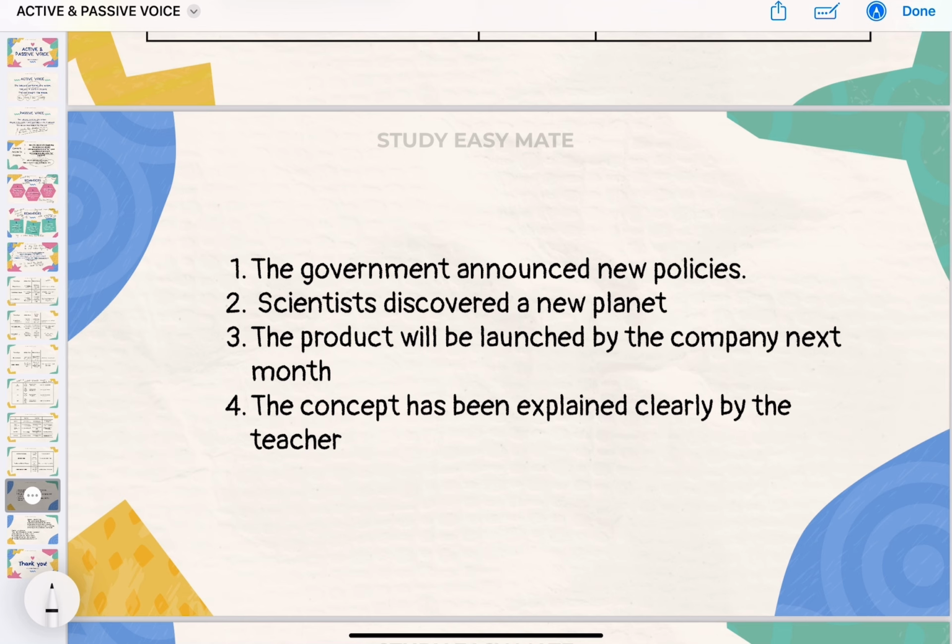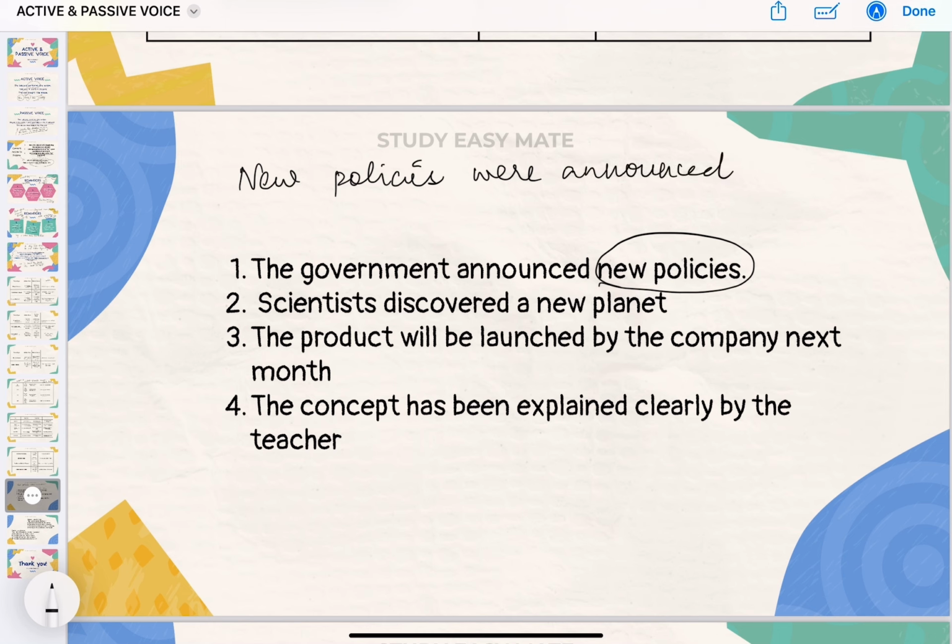So let's try to solve this exercise. Here: the government announced new policies. How would you first write it? You will have to bring the new policies to the front. New policies were announced, because it is in the past, by the government. So this would be the answer.